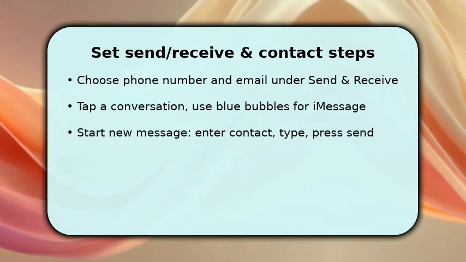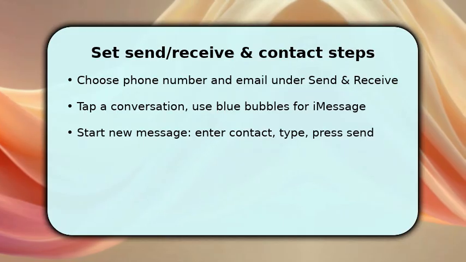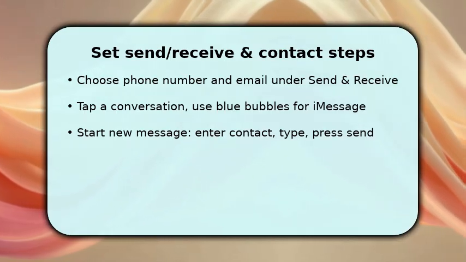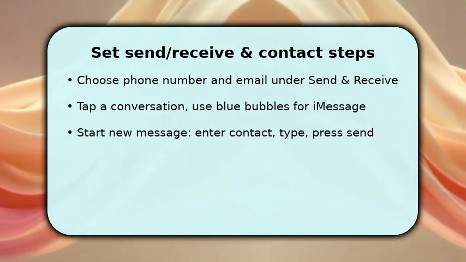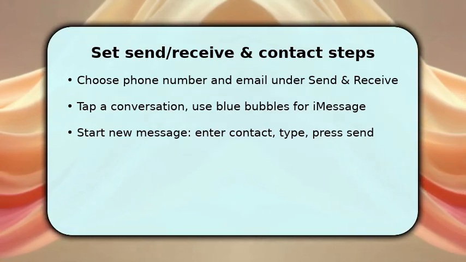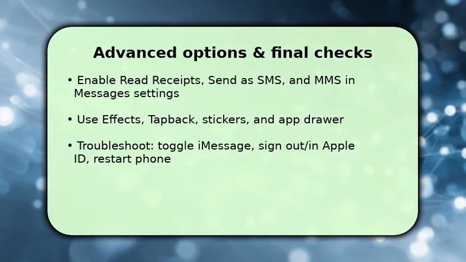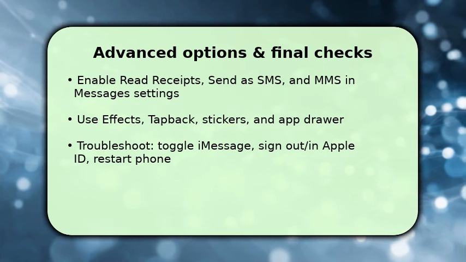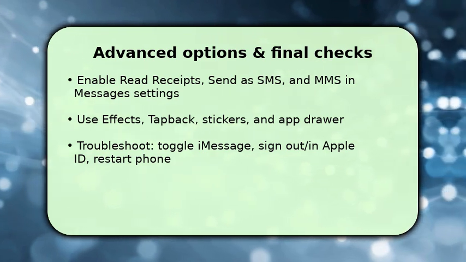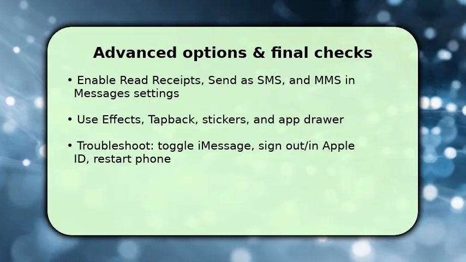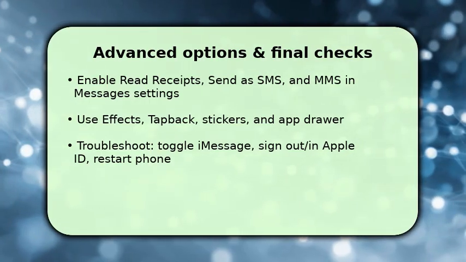Type your message. Blue bubbles mean iMessage, green means SMS. Make sure the recipient is registered with iMessage to use effects and read receipts. Finish by customizing features. In Messages settings, enable read receipts, send as SMS or MMS based on preference. Use the app drawer for stickers, tapbacks, and effects when sending blue bubble messages.